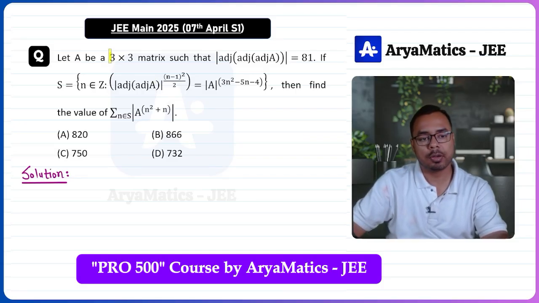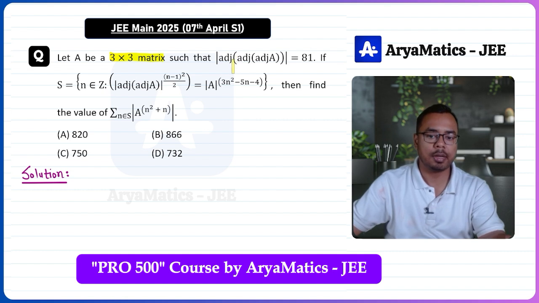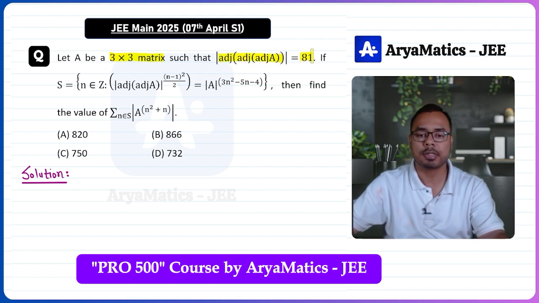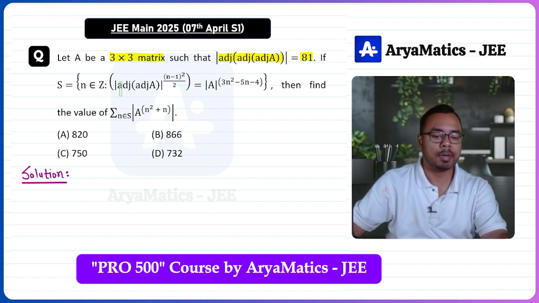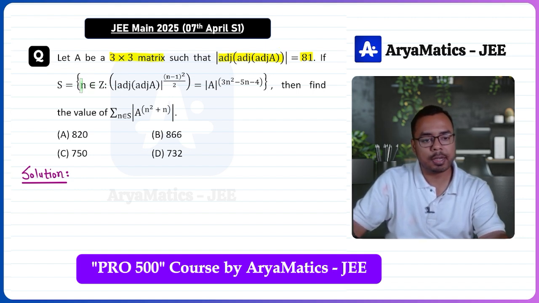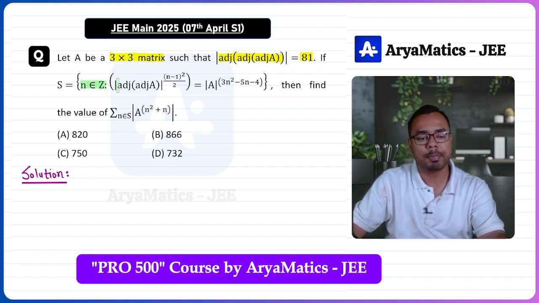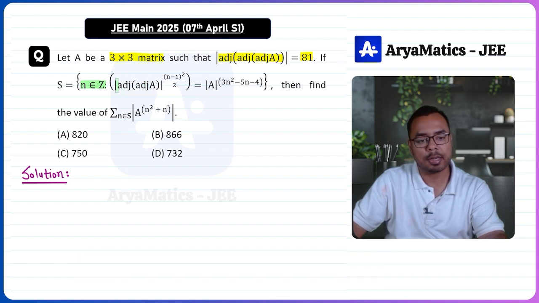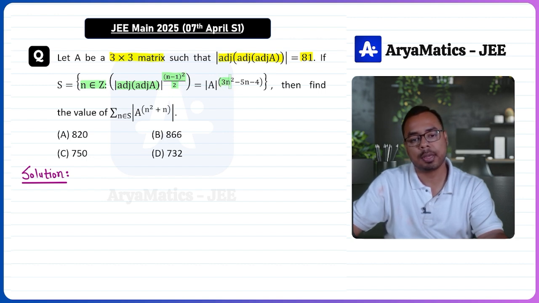Let A be a 3 cross 3 matrix such that determinant of adjoint of adjoint of adjoint of A is 81. If S is the set of all integers n, n belongs to Z, that means n is an integer, and it satisfies this equation: determinant of adjoint of A raised to (n minus 1) square by 2 equals determinant of A raised to 3n square minus 5n minus 4.